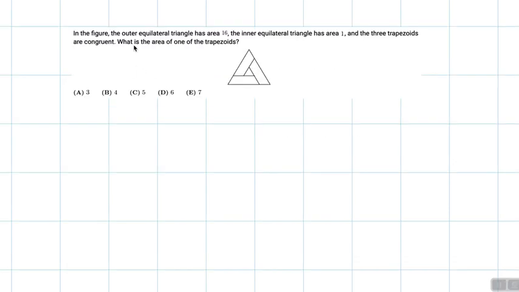In the figure, the outer equilateral triangle has area 16, the inner equilateral triangle has area 1, and the 3 trapezoids are congruent. What is the area of one of the trapezoids? So outer equilateral triangle is 16, inner is 1. So the 3 trapezoids, if x is the area of one trapezoid, the 3 trapezoids have to equal 16 minus 1, which is 15. So x is equal to 5, area of one of the trapezoids, C5.